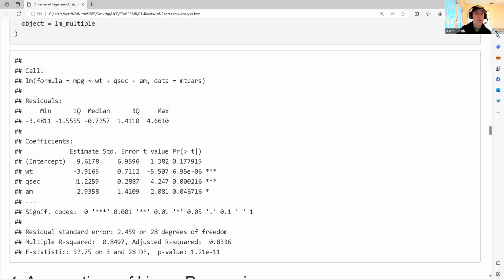Now, QSEC has a coefficient of 1.2, and automatic or manual transmission has a coefficient of 3. Now, automatic or manual transmission, that automatic transmission is a 1, manual transmission is a 0. So this is saying that we're going to get 3 more miles per gallon on average when it's an automatic transmission. Kind of interesting.